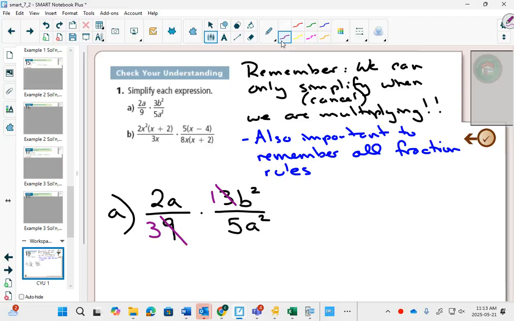Next, look at our variables. I'm going to change the colors to keep things neat so you can follow what canceled with what. I'm going to look at my variables. I have a's in my numerator and I have a's in my denominator. That means they're going to simplify. This a is going to get canceled out, but it'll only cancel out with one of these, so I'm going to stroke out the exponent and change that exponent to a 1, because one of them got canceled with, or simplified with, the a on top.